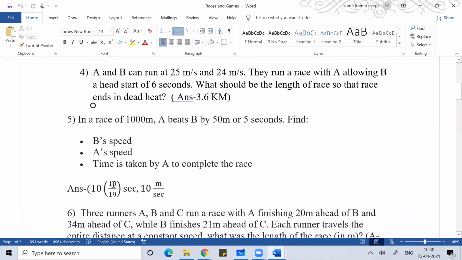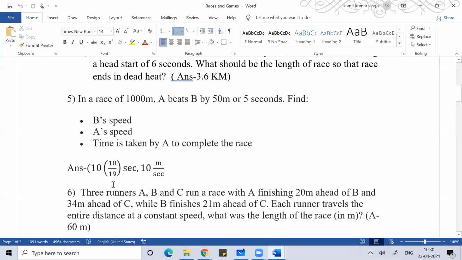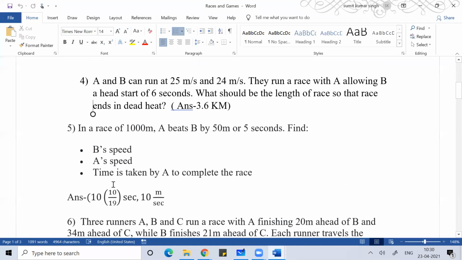So this is all we do in this kind of problem in races and games. You can try question number 4 and question number 5. They're very easy problems, you can do them by yourself. Linear race problem.